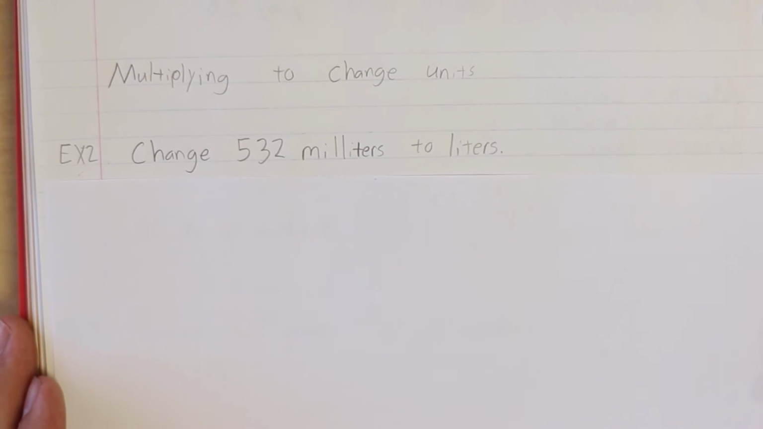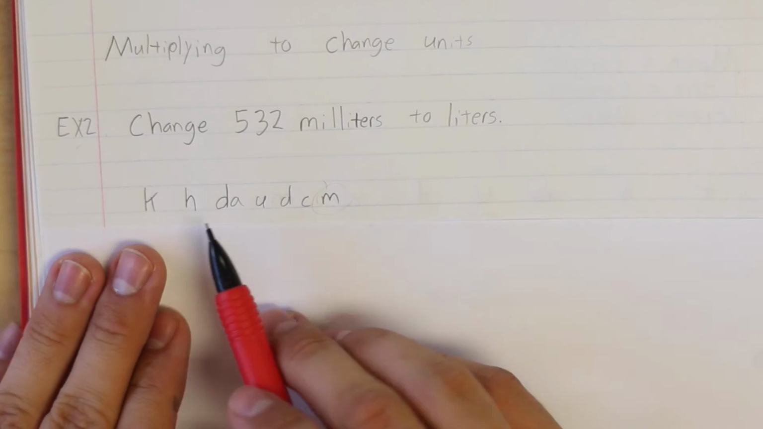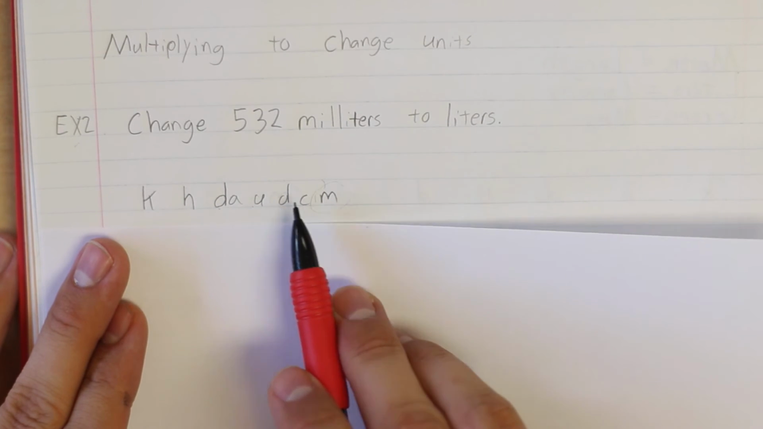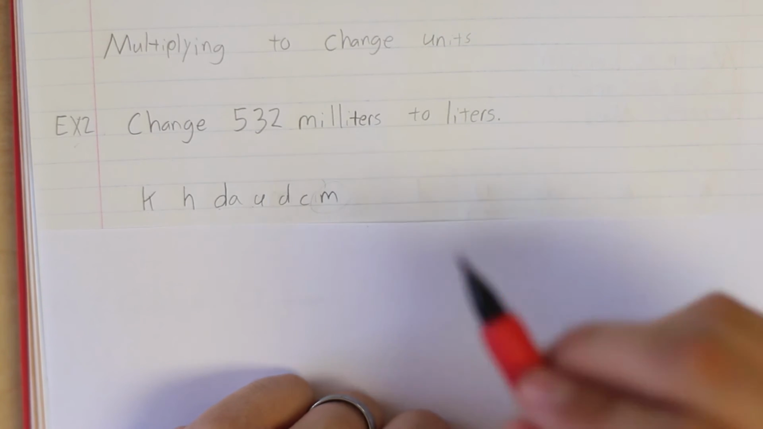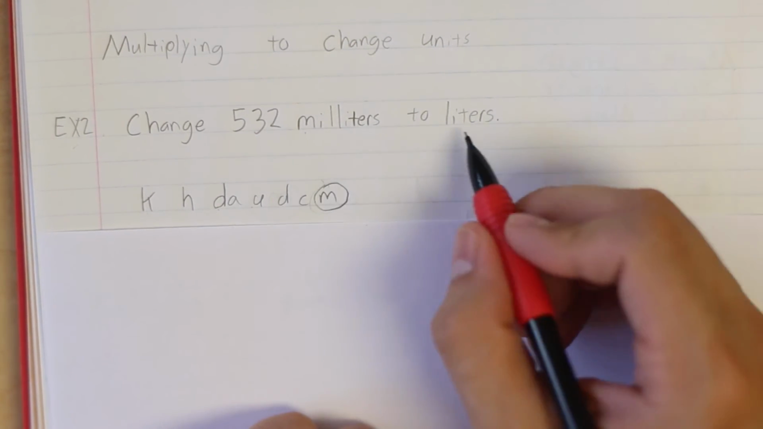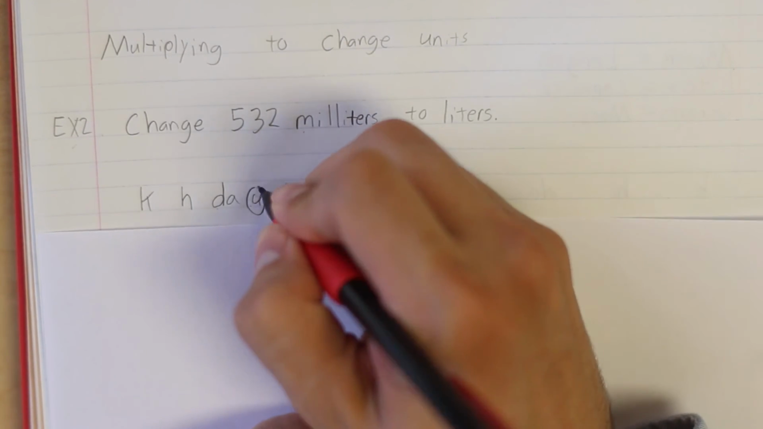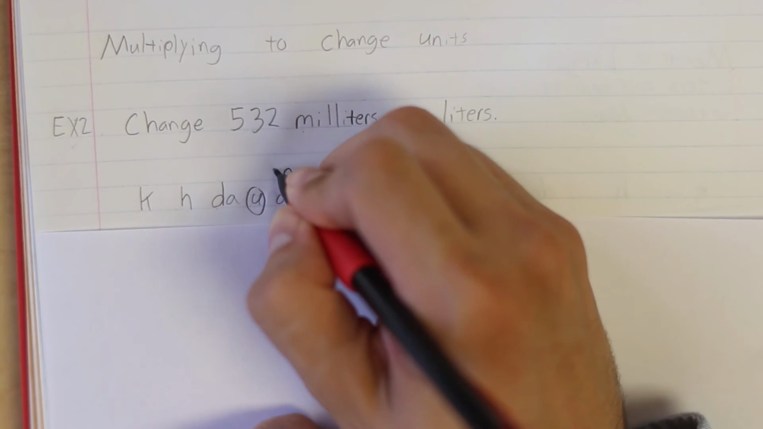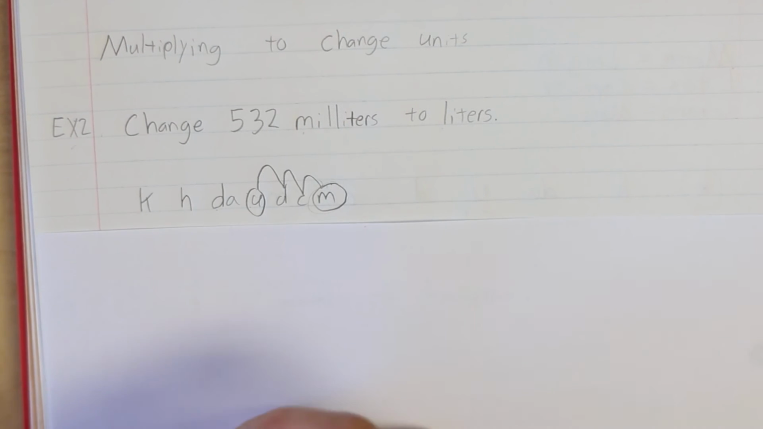So how do we go about doing that? Well, you're going to need to recreate the whole King Henry died unexpectedly drinking chocolate milk, because this is what we're going to do. We're going to find milliliters. And milliliters, the M relates to this. And liters, remember liters is the unit. So we're trying to go from here to here. And we have to go 1, 2, 3 over, okay? So that's the same thing you're going to do.